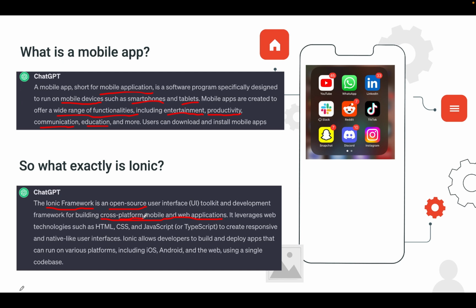So like the platform as phone, we can use Ionic to build apps for different platforms and even web applications, but we won't focus on that. So it leverages web technology such as HTML, please pay attention, CSS, and JavaScript. So in Ionic, we will be using HTML-like syntax, CSS, and JavaScript.